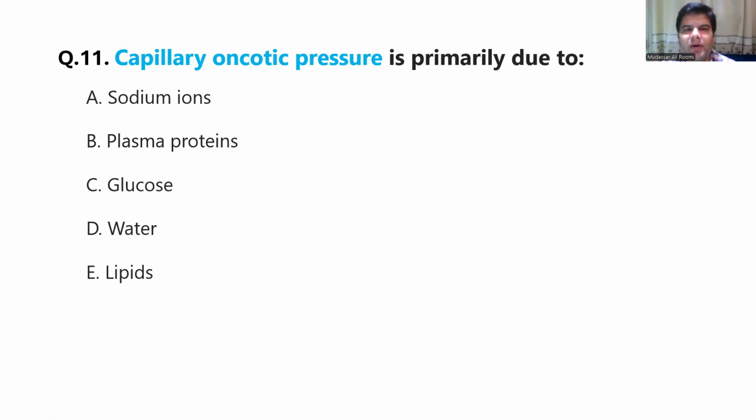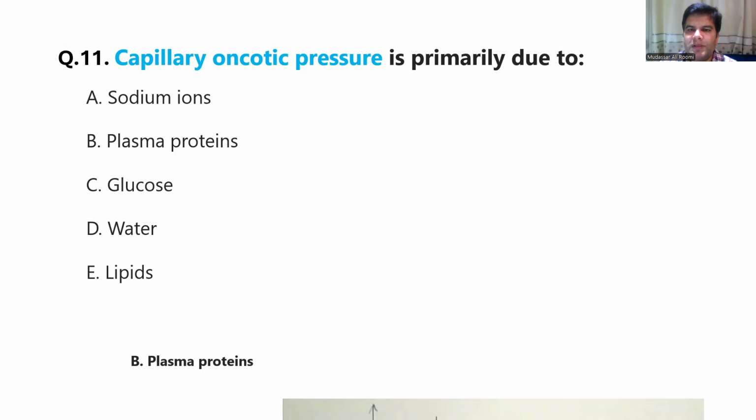Next question: capillary oncotic pressure is primarily due to which of the following? Options are sodium ions, plasma proteins, glucose, water, lipids. And the answer is plasma proteins.